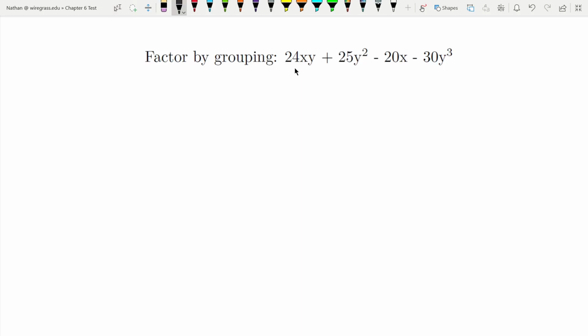All right, to factor by grouping, I'm gonna look at the first two numbers and the next two numbers and ask, what can I take out? So from the first two, I cannot take out any number. This is 24, which is 8 times 3. 25 is 5 times 5. There's no common factor there.